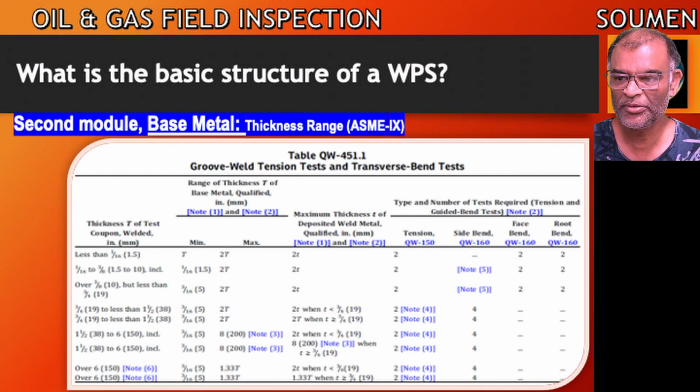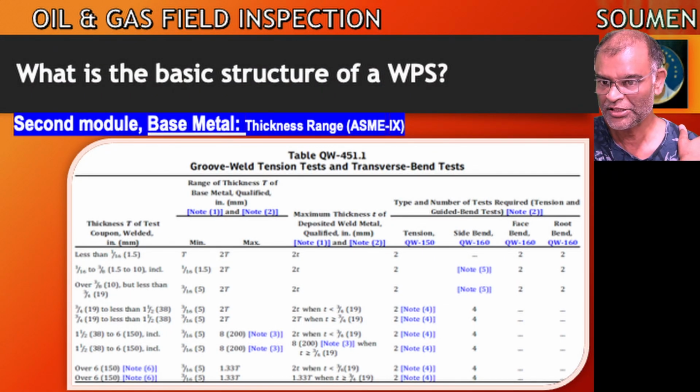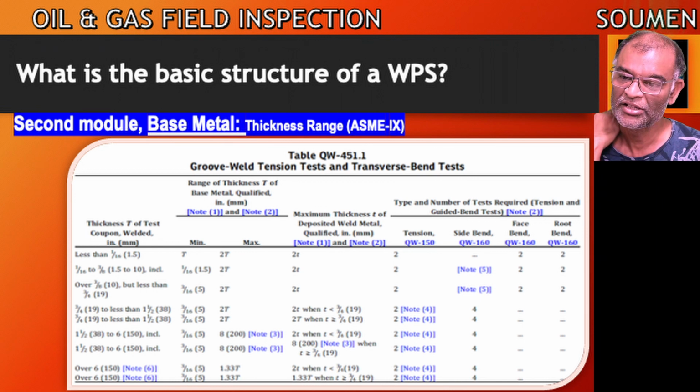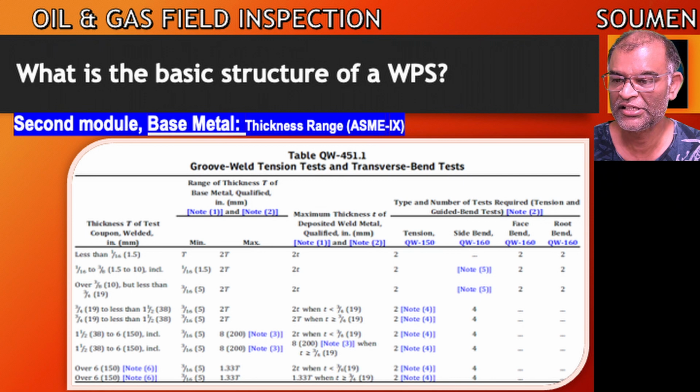So from the previous table we came to know about the base metal grouping. Now here you can see the groove weld tension test and transverse bend test details. When the weld test coupon is welded, it has to be accepted through some destructive and non-destructive tests, which we will be discussing later in detail. Here you can see the thickness limit. If the test piece thickness is, let's say, less than 1.5 mm, then the minimum qualification range is T to 2T, and the maximum thickness of the deposited weld metal will be 2T.